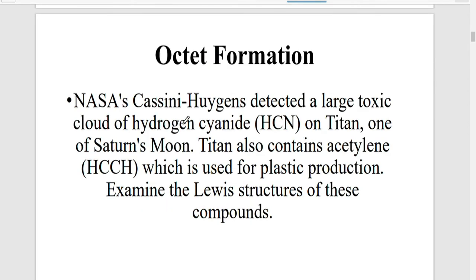Okay, let's start with compounds that follow the octet rule. In this statement, we have: NASA's Cassini-Huygens detected a large toxic cloud of hydrogen cyanide, HCN, on Titan, one of Saturn's moons. Titan also contains acetylene, which is used for plastic production. So let's try to examine the Lewis structure of these compounds.